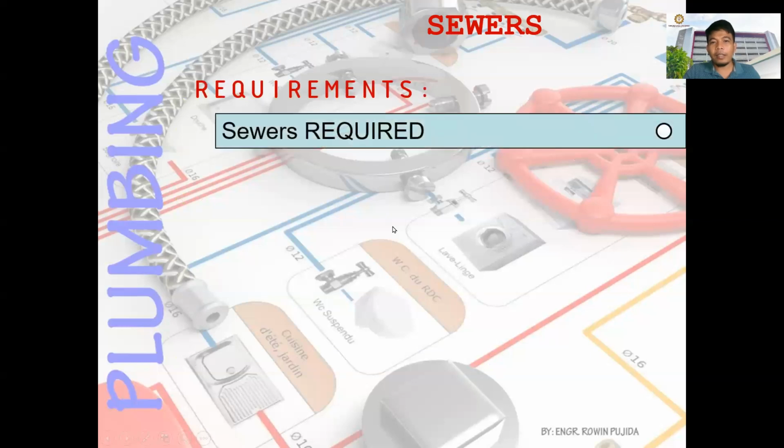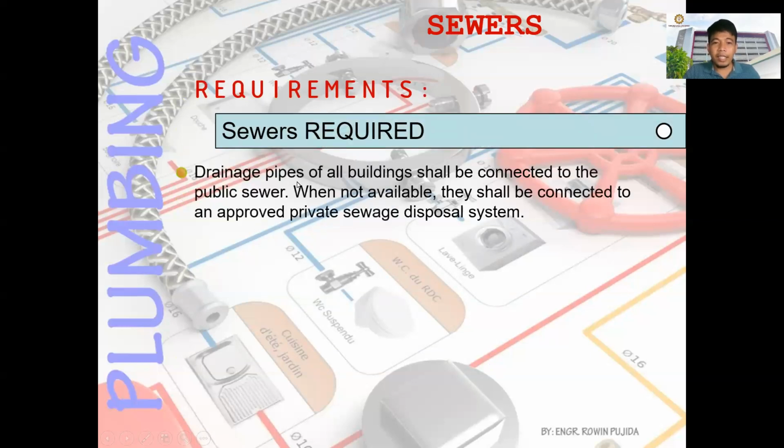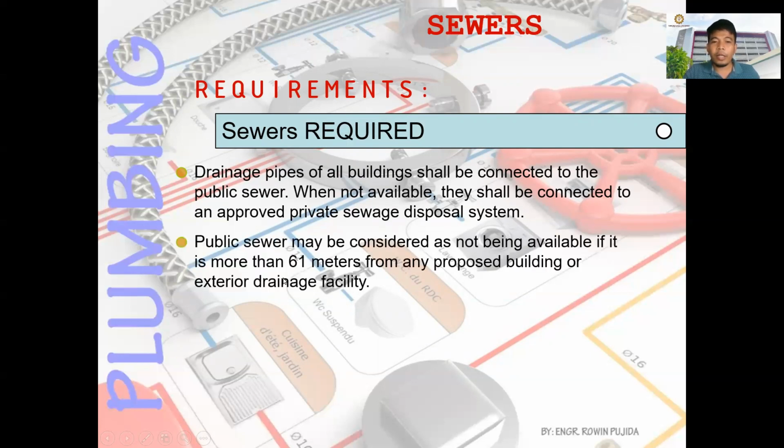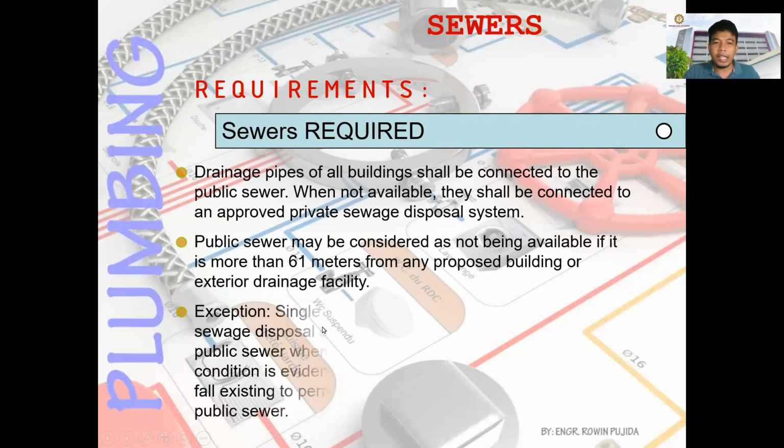Then for the requirement, sewers required. Drainage pipe of all buildings shall be connected to the public sewer. When not available, they shall be connected to an approved private sewage disposal system. And then public sewer may be considered as not being available if it is more than 61 meters from any proposed building or exterior drainage facility.